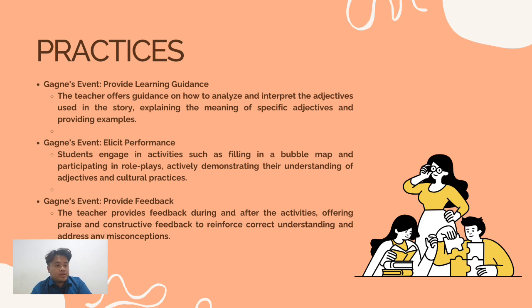Next, engaging students in activities such as filling in a bubble map and participating in role plays corresponds to Gagne's event of elicit performance. Through these activities, students actively demonstrate their understanding of adjectives and cultural practices, applying the knowledge gained from the lesson.